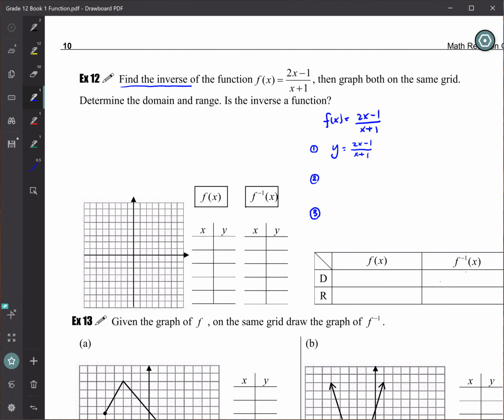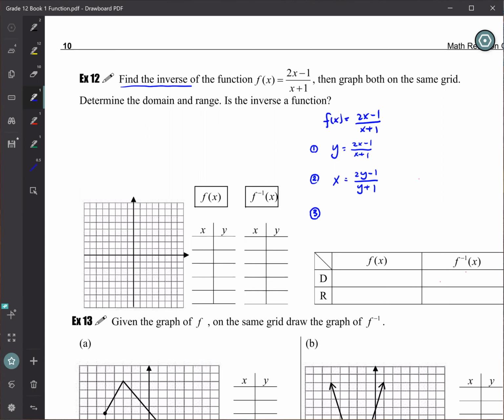Step 2, Catherine. Switch the y and the x. Very good. So what do we write? x equals (2y minus 1) over (y plus 1). Very good, okay. And what is step 3? Catherine, what is step 3?